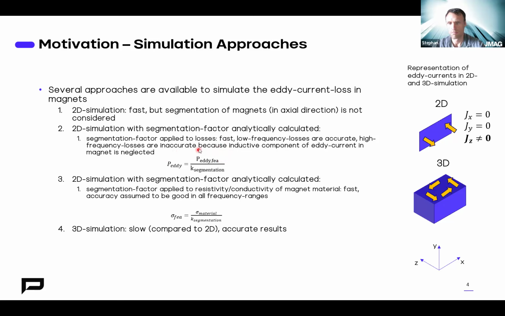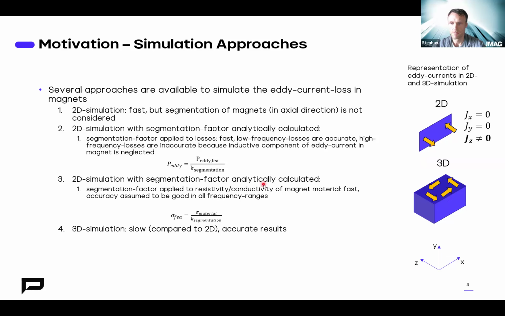There's one drawback in this approach, because this eddy current is not only limited by, let's say, the ohmic component, by the resistivity of the material, but for high frequency components of this eddy current, the current is also limited by an inductive component. So the eddy current flowing in the magnet is not only limited by ohmic resistance, but also by inductive resistance or reactance.